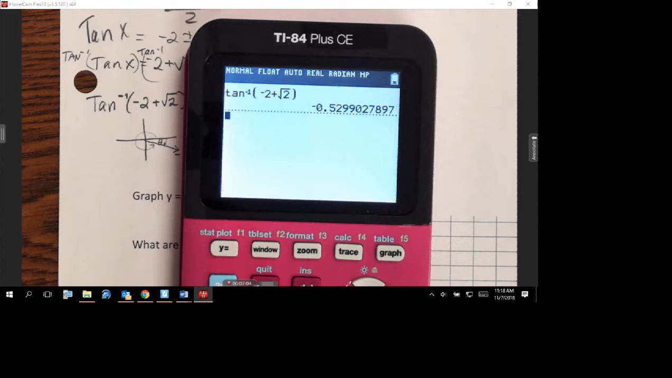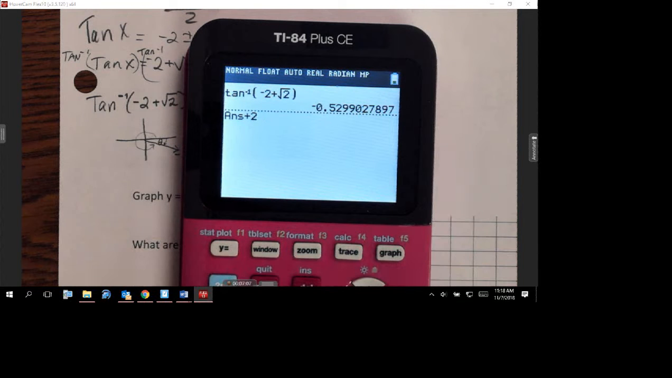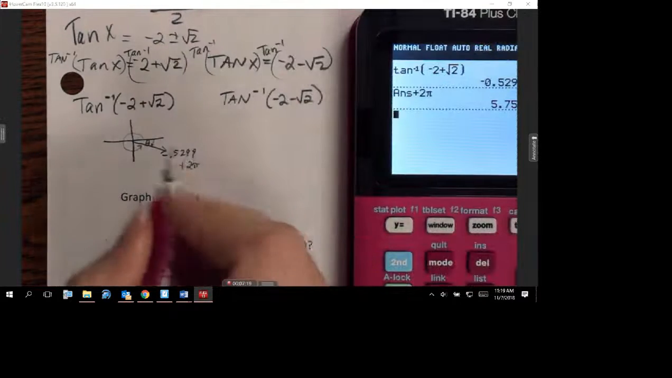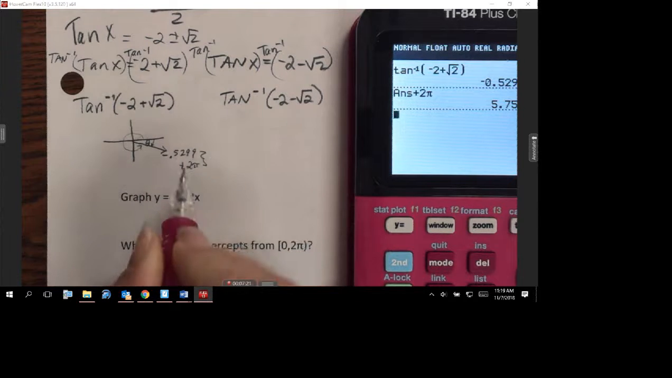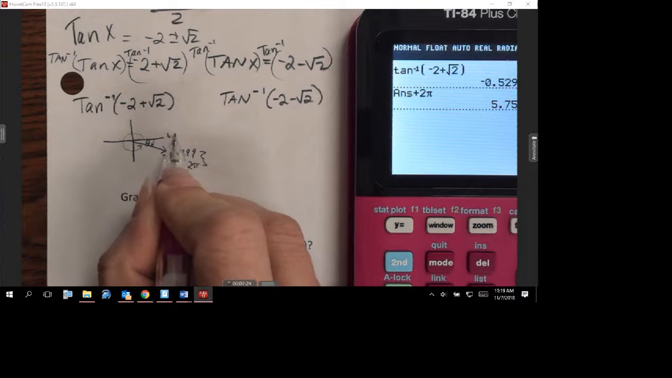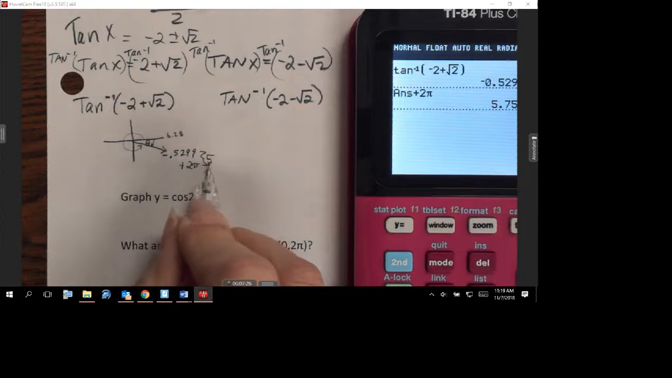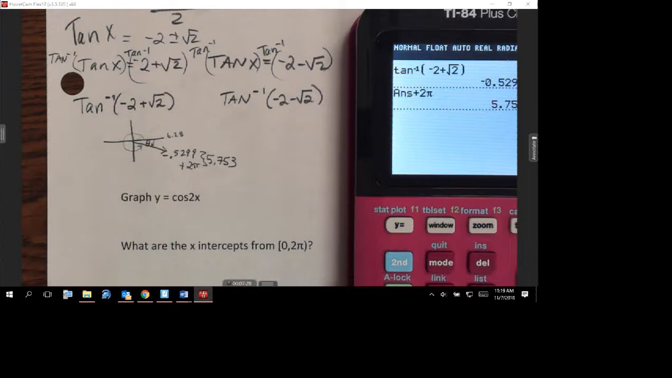So I just use my calculator and I hit plus 2 pi so that it's the full decimal and not rounding anything. And it's 5.753. Makes sense for that quadrant. Yep, because 2 pi is 6.28. So 5.753 does make sense for that quadrant. We want to make sure it makes sense in the quadrant because we sometimes make silly mistakes.